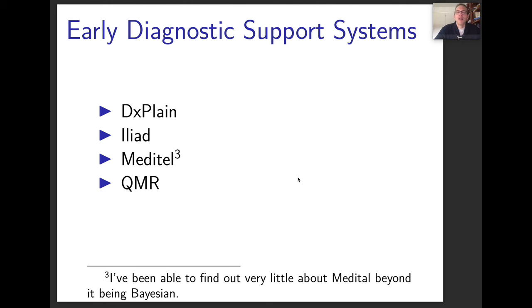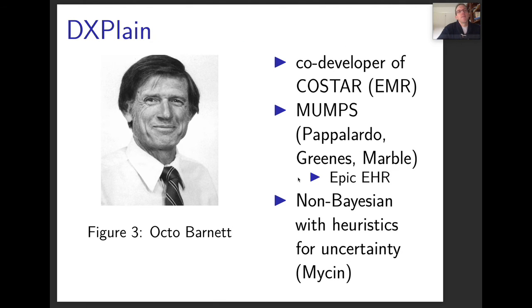But none of them are pure. They all mix aspects of both decision milieus in their approaches. So DXplain is a product of Octo Barnett. He's one of the really early contributors to informatics, and he was at Harvard University and Massachusetts General Hospital. So some of the things that would be kind of important to understand, be aware of in a historical perspective, is he was the co-developer of COSTAR, which was an early EMR that was used in some of the Harvard hospitals.